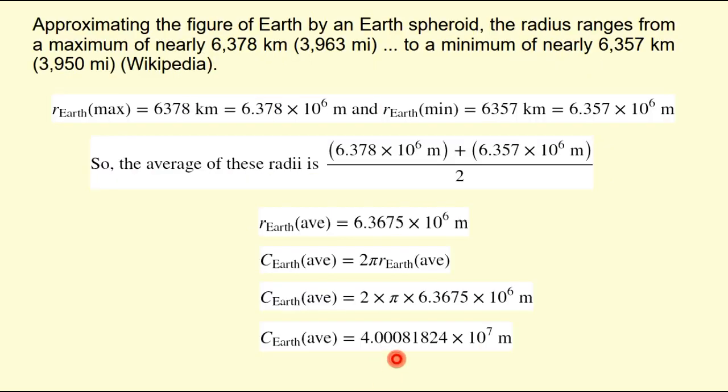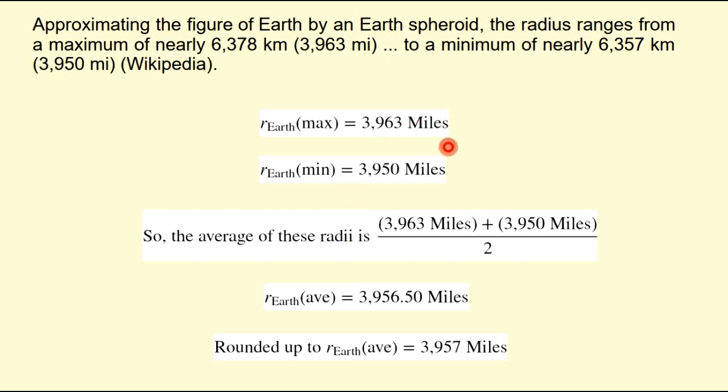So let's start off by going to Wikipedia, and the Earth is theorized to be a spheroid, which is an oblate spheroid actually. So the radius ranges between a maximum of 6,378 kilometers to a minimum of 6,357 kilometers. So the range is in miles. So we're going to take these two radii, get the average, got the average now, calculate the circumference, and you end up with 4.00 times 10 to the 7. I've included a large precision here because we need these values in there as we calculate.